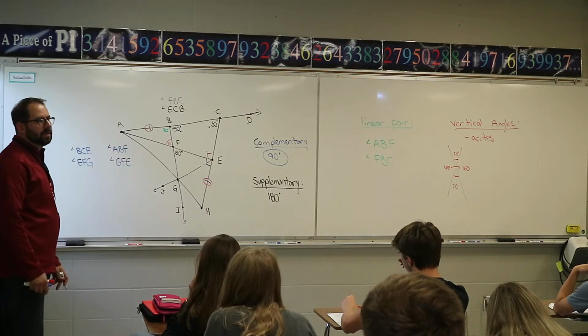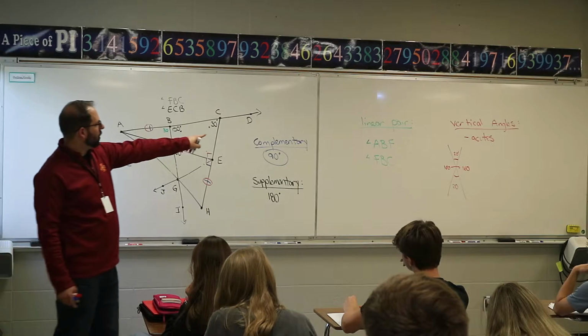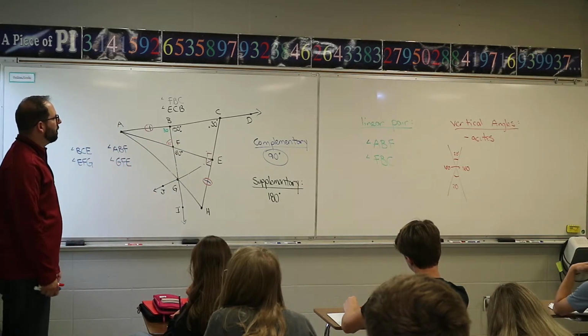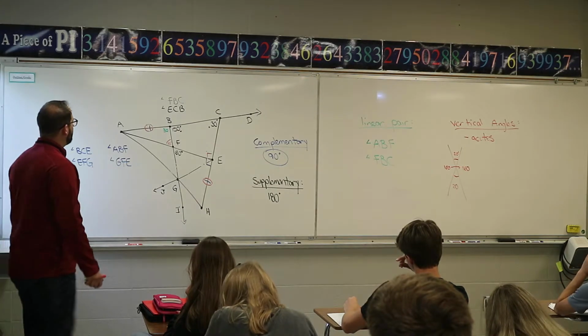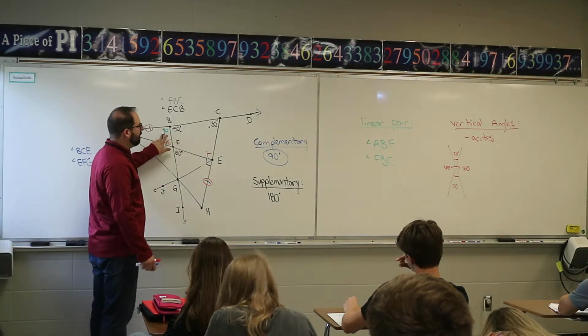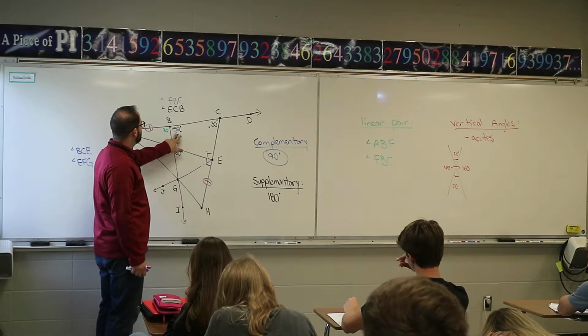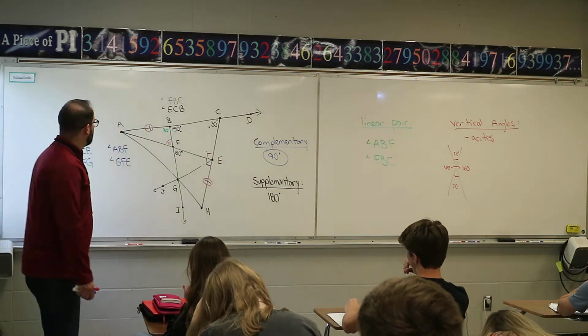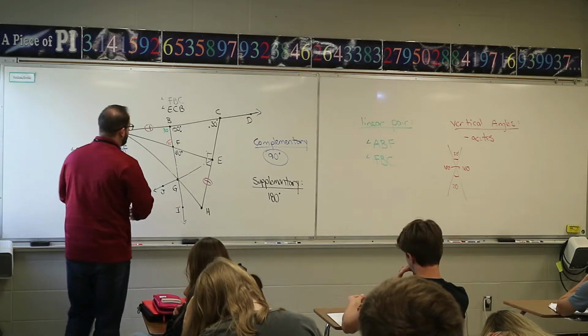We have a lot. In fact, here's the thing. I already have a pair on the board. Anything that's a linear pair is also supplementary. So ABF, that's this one, that's A to B to F, and FBC, there's that one. They could be side by side. They could be across the picture. So I could have picked a lot of different options.